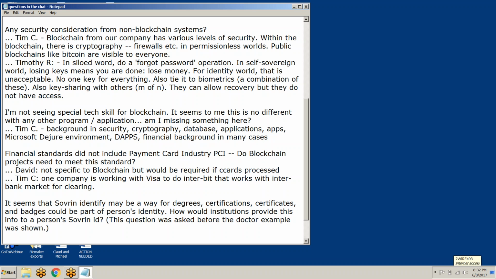What's the right word? Discontinuity. There's a lot of discontinuity. Talking about something, it's not streamlined. You talking about something that's going to replace ISO 8583?